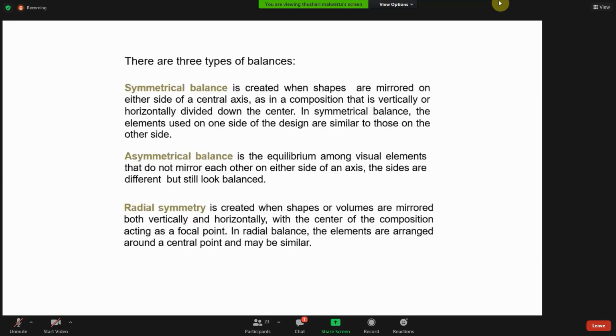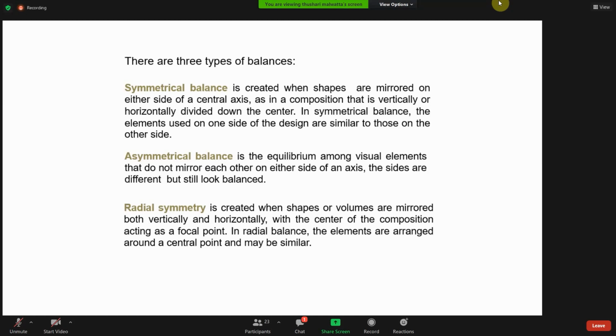So there are three types of balance: symmetrical, asymmetrical, radial. You understand these words actually. Symmetrical is balanced into two sides. Asymmetrical is the balance of visual elements that do not mirror each other. Either sides of an axis are different, but it still looks balanced.